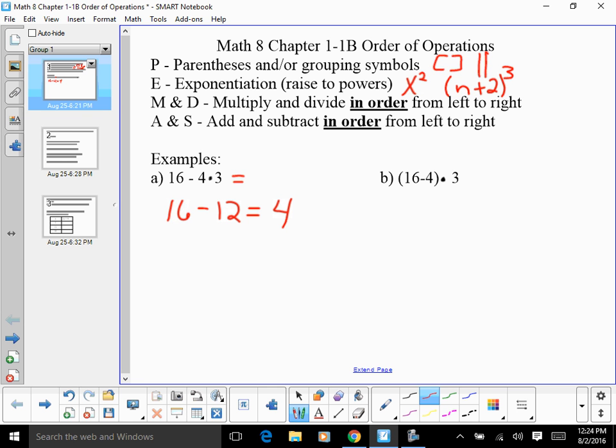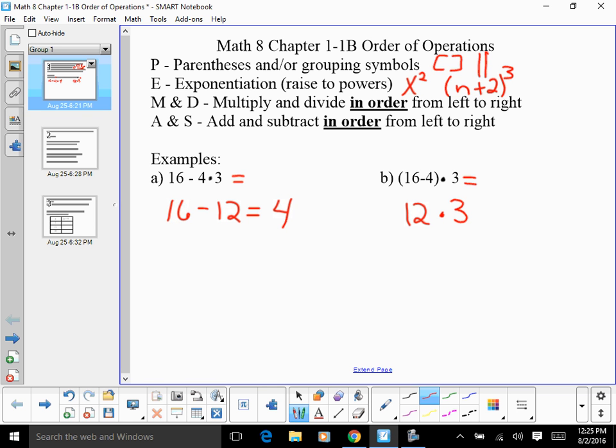In this problem, again, starting with P for parentheses, yes, I have them this time. 16 minus 4. I have to do that first. That's going to be 12. Then I copy the rest down. Times 3. I have found over the years that if you try to do too much at one time, you can get very mixed up. So I would encourage you to kind of take your time, take it step by step, and then go through it.